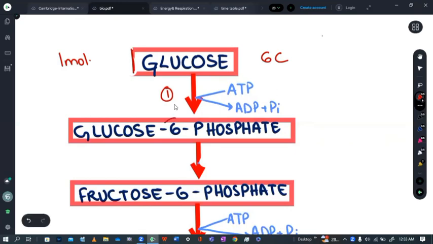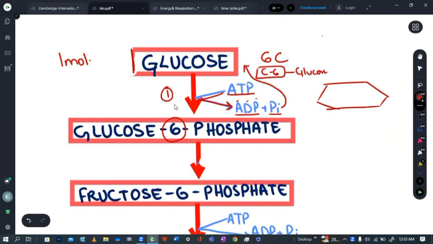6-phosphate. Now, how this compound is being formed: a molecule of ATP gets dissociated into its constituents, ADP, adenosine diphosphate, and an inorganic phosphate. This inorganic phosphate gets attached to the carbon number 6 of the glucose molecule. So we simply know that glucose is a hexagonal structure with 6 carbon atoms. So this inorganic phosphate gets attached to the carbon number 6 of the glucose molecule, forming its active compound glucose 6-phosphate.